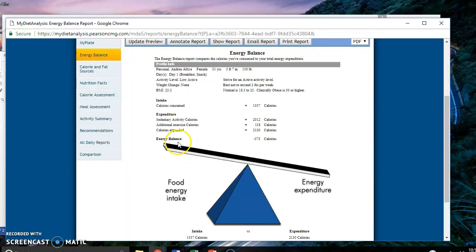But you can also look at the energy balance. This is a negative 573 calories. What does it mean that I have a negative 573 calories? What does it mean if I have a positive number, a positive 800 calories, for example? What does that mean? So in this situation right there, they expended more calories than they consumed, and that's why they ended up with a negative number.